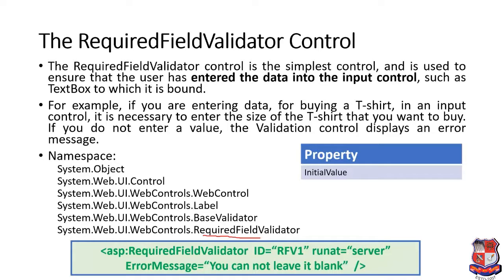Over here we can check the tag for the required field validator control. It starts with asp colon RequiredFieldValidator. Then we have to mention the ID, for example ID equals RFV1. Then we write runat equals server. Then we write the error message, for example, "You cannot leave it blank." Now we'll see an example for this required field validator control in Visual Studio.